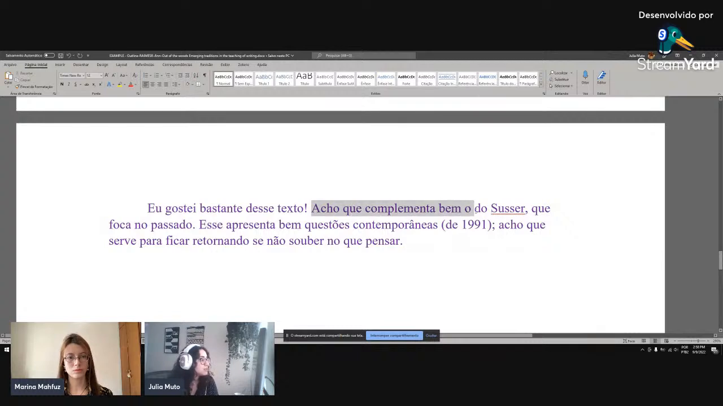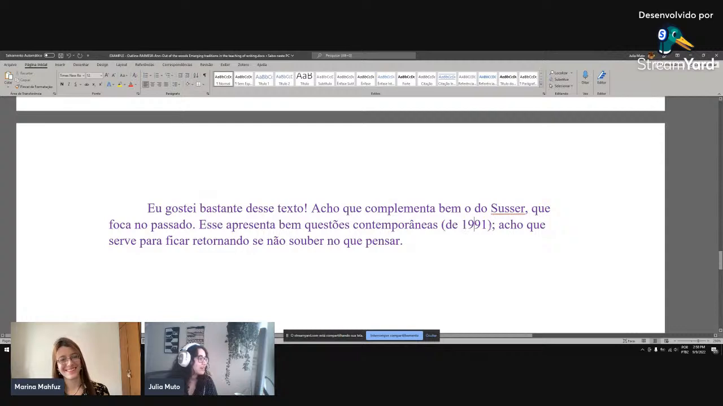Then I said, acho que complementa bem o do Susser. I wish I had given a better reference because I couldn't find this text recently. Que foca no passado, right? So this is a text about the history of writing. And then I think it complements this other text about the history of teaching writing. Which text? I don't know, because I didn't give a good enough reference. Esse apresenta bem questões contemporâneas de 91, right? So how contemporary it is is questionable.